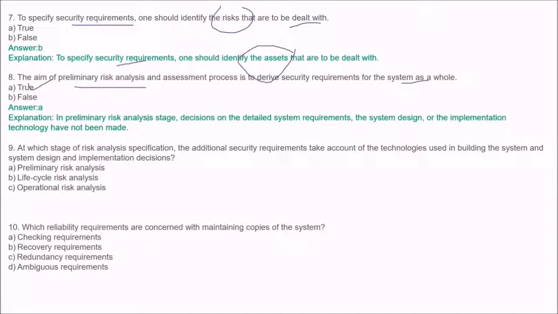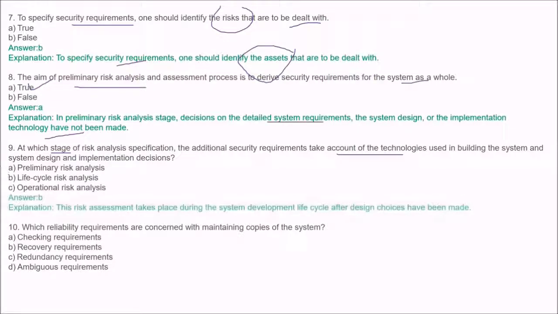In a preliminary risk analysis stage, decisions on the detailed system requirements, the system design, or the implementation technology have not been made. Next, at which stage of risk analysis specification do the additional security requirements take account of the technologies used in building the system and system design and implementation decisions? Preliminary risk analysis, life cycle risk analysis, or operational risk analysis? The answer is B, life cycle risk analysis. The risk assessment takes place during the system development life cycle after design choices have been made.